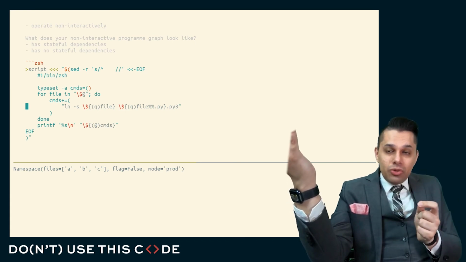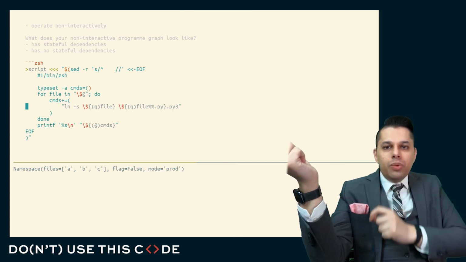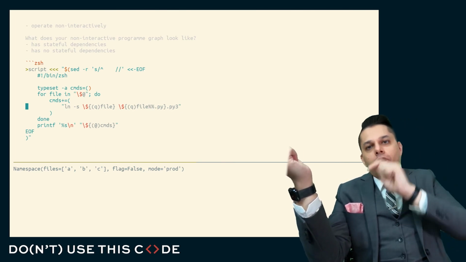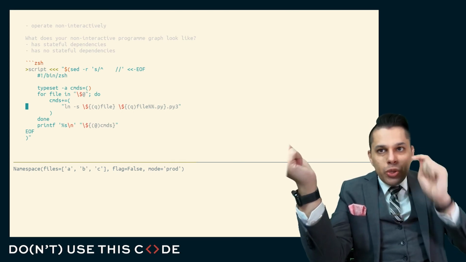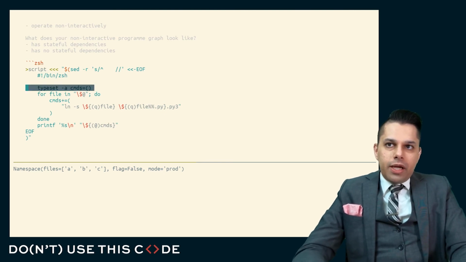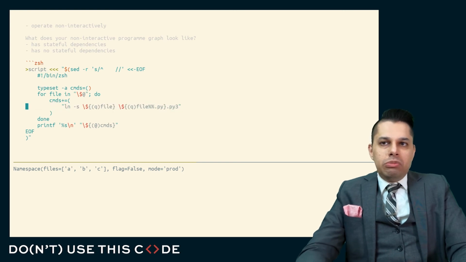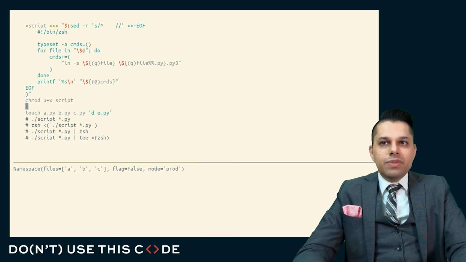But another approach is don't have the script actually do any work. Instead, have the script construct the command line commands that it's going to run and just print them to the screen. Here, this is a script that constructs a Z-shell array that contains a bunch of symlink commands. It doesn't run those commands. It just prints them to the screen.